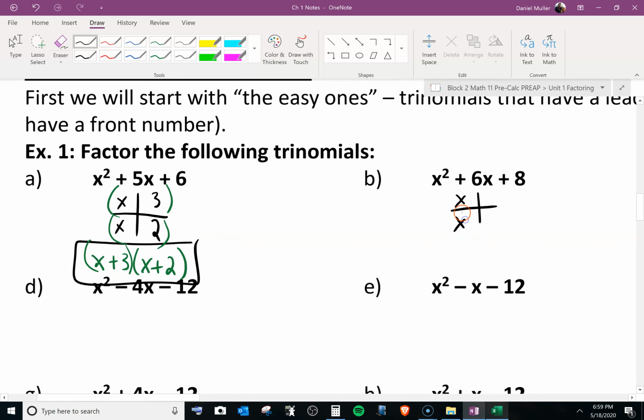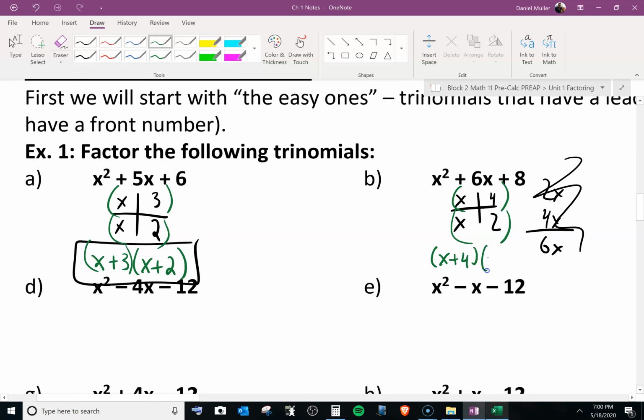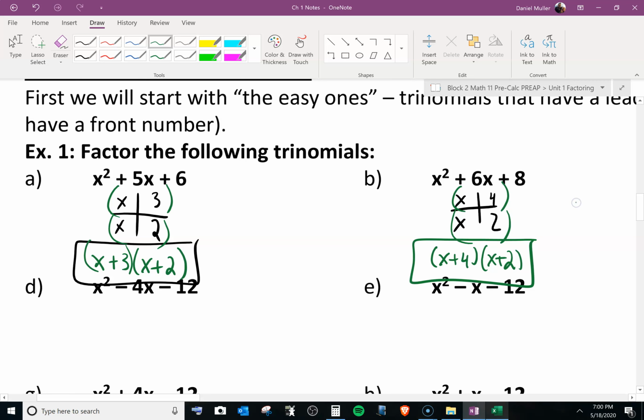So x and x, that multiplies to the left, x squared. 4 times 2, that multiplies to the right. Perfect. So now I've got to check my diagonals. That diagonal, 2x. This diagonal, x times 4 is 4x. If I added them, 6x. That is exactly what I have. So I'm going to erase my work here. I don't need to show that. All I need is this one, which is an x plus 4, and this one, which is an x plus 2. That is factoring.